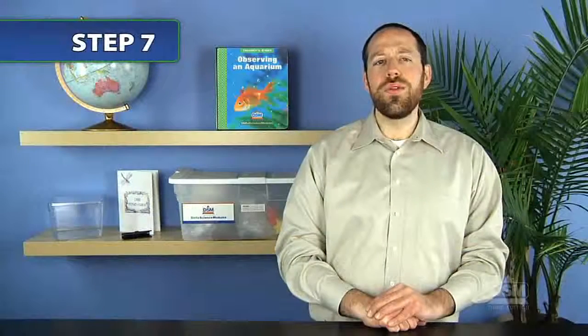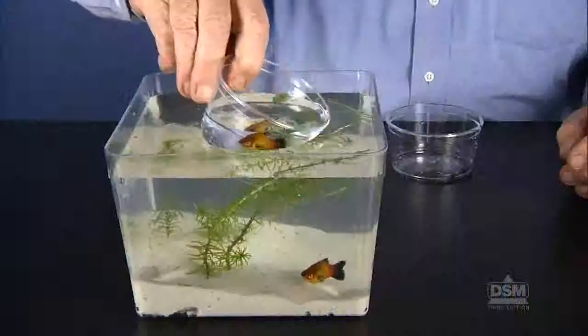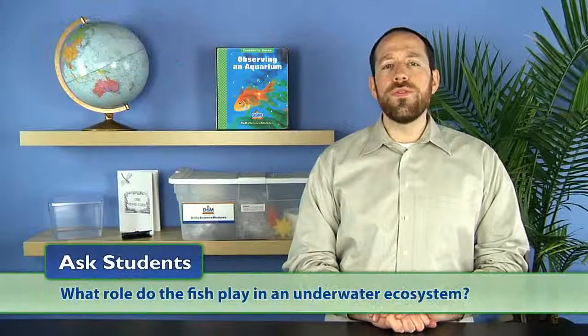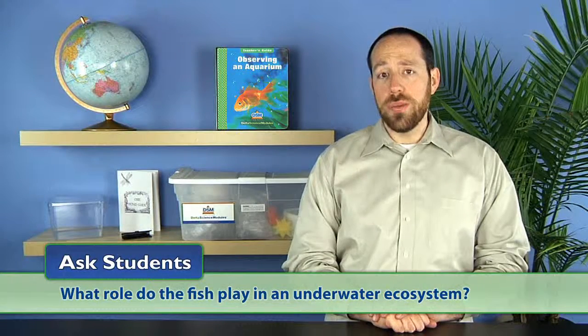Have the teams retrieve their aquariums and gently pour the dishes of platys into them. When they have finished, ask students to add the platys to their drawings on Activity Sheet 2. Then ask, what role do the fish play in an underwater ecosystem?